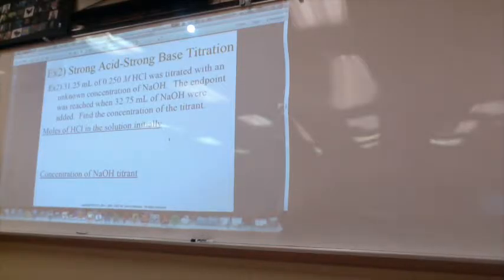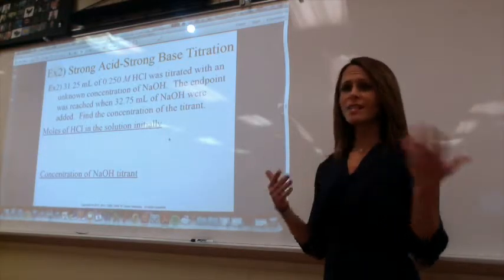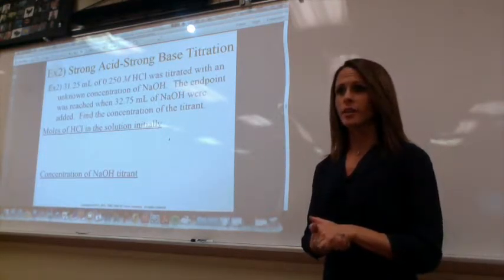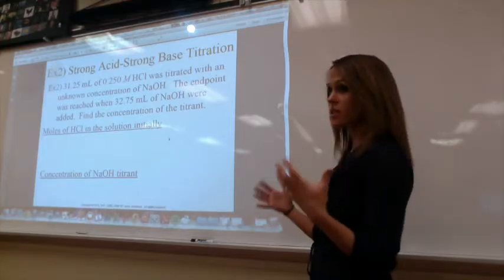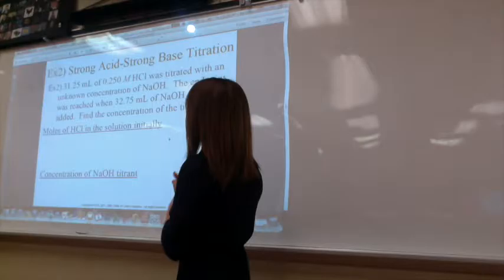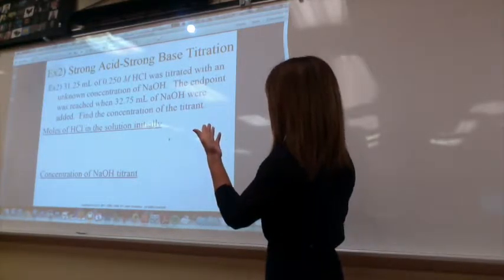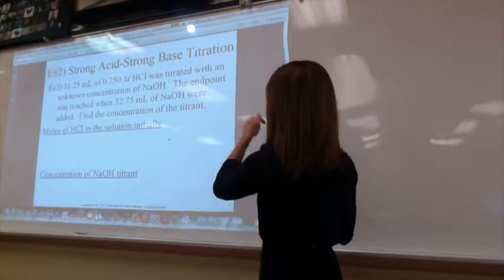Okay. This is just taking the problem that we did this morning and asking you a different set of questions for it. You should still be able to answer it because it's still the same idea. So draw yourself a picture before you start, if you feel necessary. I like to. It says, 31.25 mLs of an acid was titrated with.